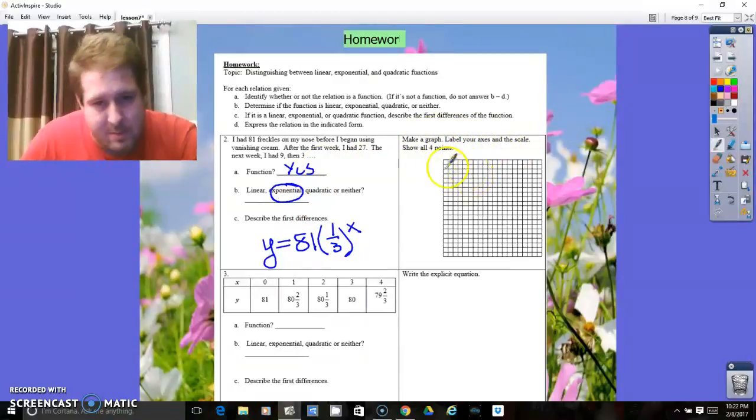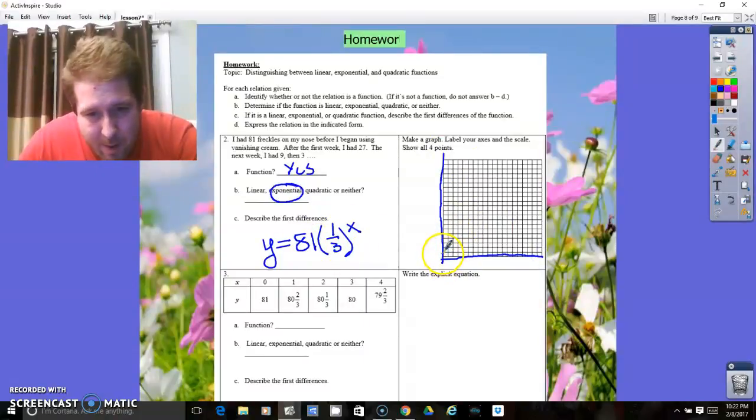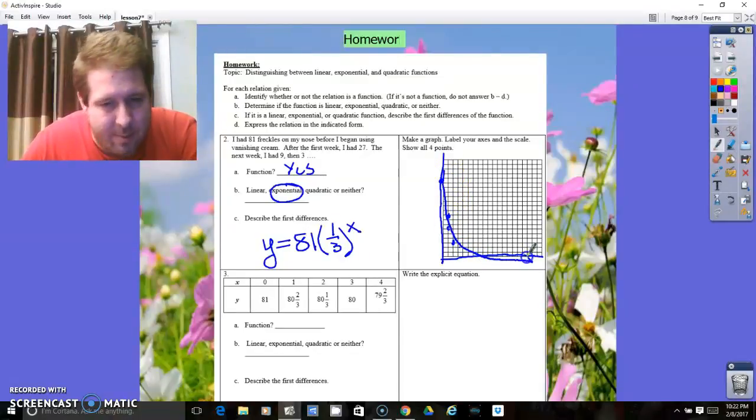Make a graph and label your axes and the scale. Show all 4 points. Now that's going to be pretty difficult here. If I'm going to have to start at 81, I'm going to need to go by like 5s. 5, 10, 15, 20, 25, 30, 35, 40, 45, 50, 55, 60, 65, 70, 75, 80. So 81's about right there. You're going to have to do your own labels yourself. The next one would be 27, so it's probably going to be somewhere around there. And then it gets smaller and then smaller. So it's going to end up looking something like that.